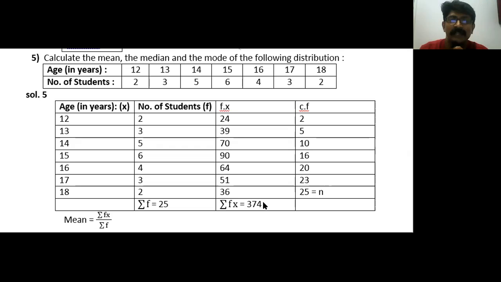Simple? Yes. So summation fx, you understood how to do that: 374. And summation f also, you're going to write one below one number very carefully. Summation f would be the addition of this column f, and that turned out to be 25. So please write it down over here: mean by direct method.